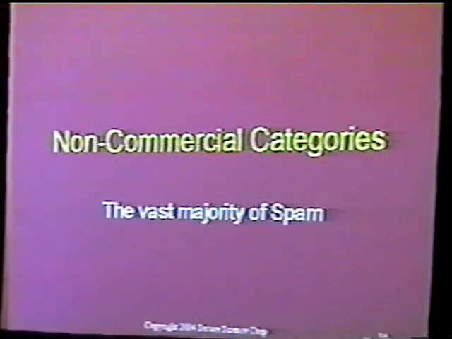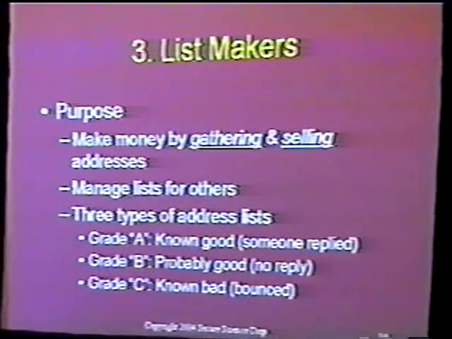But regardless of how much spam you get from UCE and NCE, it is likely to be nothing compared to the amount that you're getting from the non-commercial categories. These make up the vast majority of spam and is usually much greater than 99%. Things like list makers. List makers make money by harvesting email addresses and then selling those email addresses to other list makers, to marketing agencies, or to spammers. They may even claim to manage mailing lists for other companies.